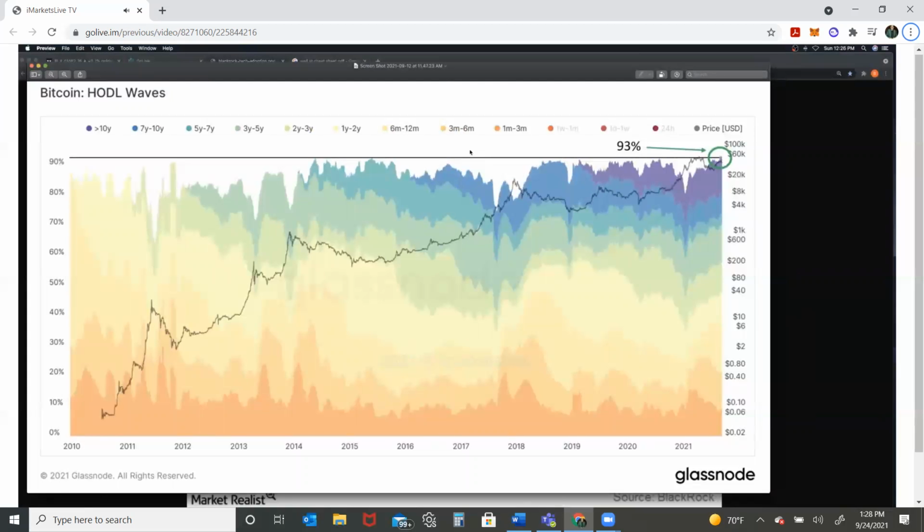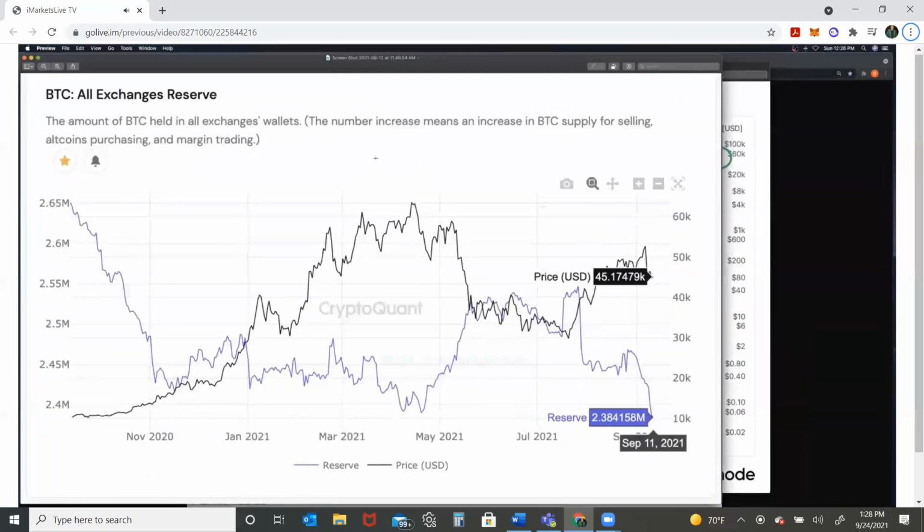Okay, the next one here. This is the reserve of coins on exchanges. So if we see an increase in the amount of Bitcoin going into exchanges, then that means people are sending their Bitcoin to the exchanges to sell, to trade it, whatever. But what we're actually seeing now is the opposite. We're seeing it hit lows for the last couple months. Actually, I think these are new lows of the reserve that's held on the exchanges.